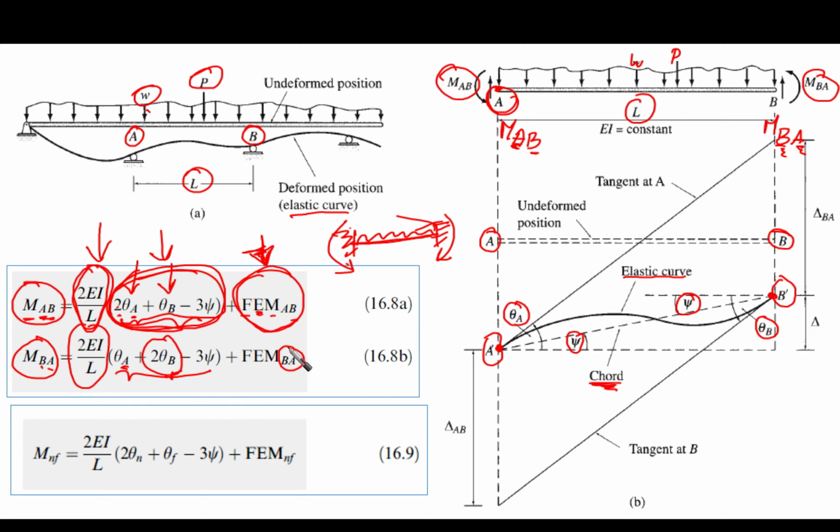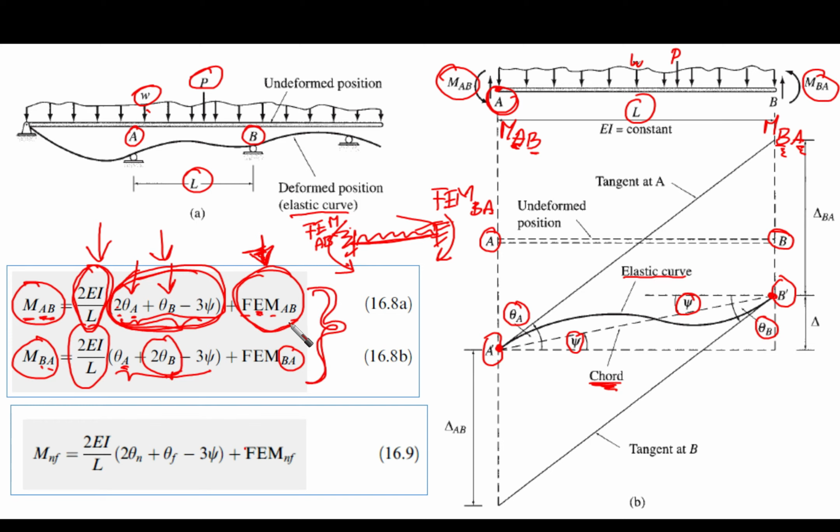So what is the meaning of fixed end moments BA? As I said here, this is fixed end moment from A to B. However, this is fixed end moment from B to A. Okay, this is the difference between them. Actually, they are like two equations, but if you look deeper, you're going to find they are one equation.